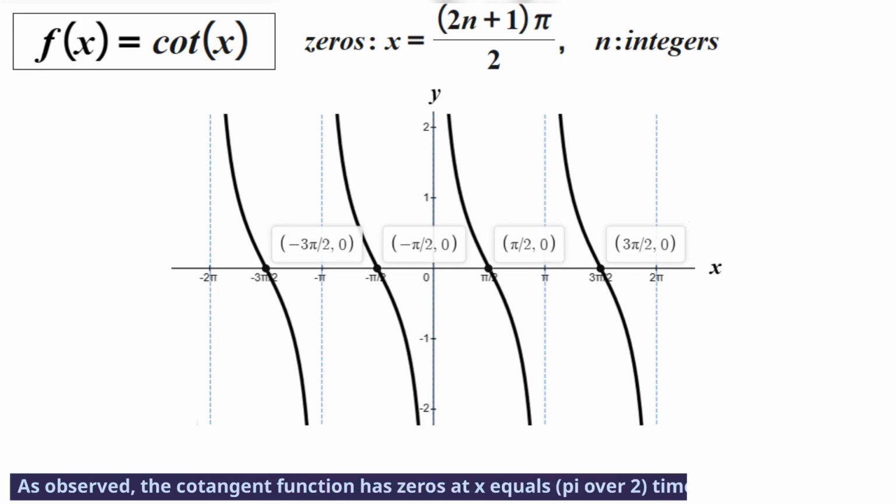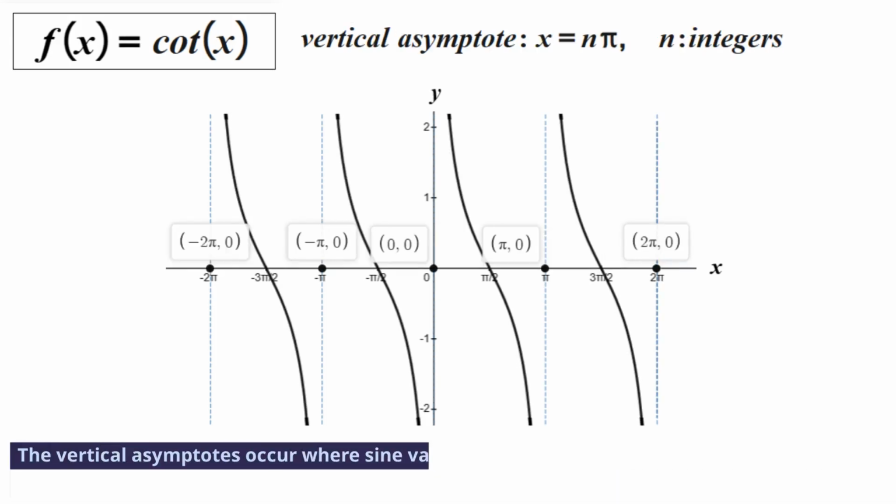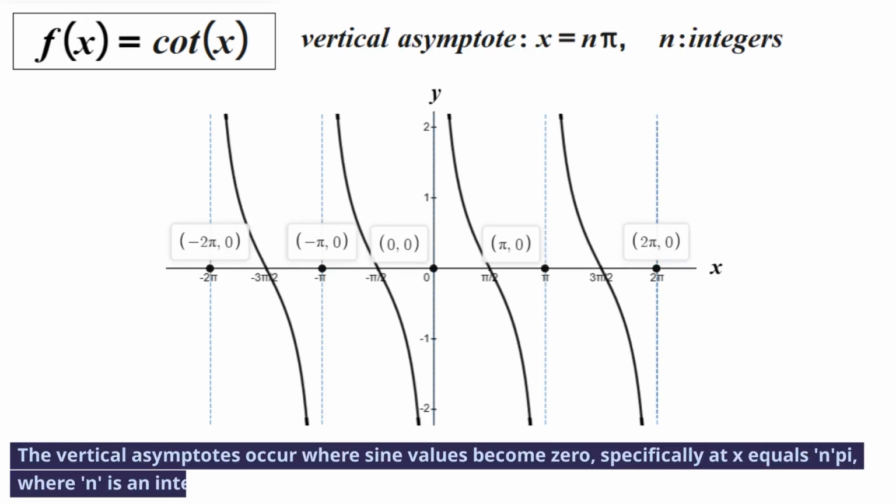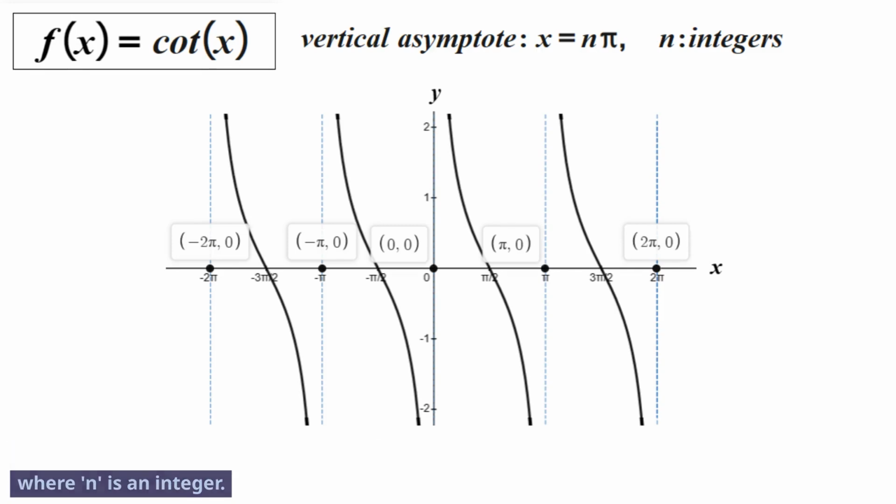As observed, the cotangent function has zeros at x equals pi over 2 times an odd integer. The vertical asymptotes occur where sine values become 0, specifically at x equals n pi, where n is an integer.